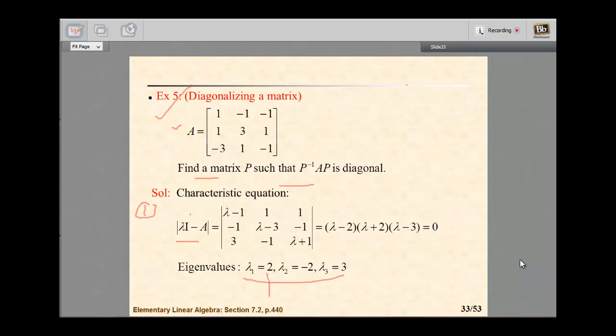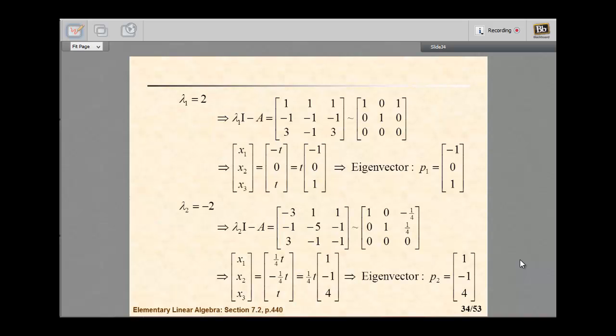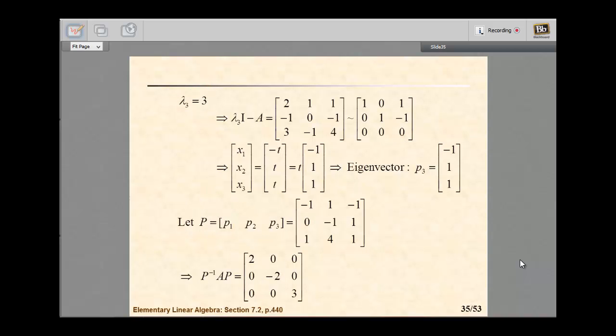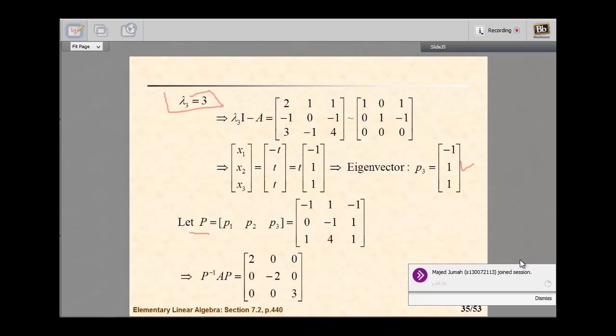Similarly, find the eigenvectors corresponding to lambda equal to 2, lambda equal to -2, and lambda equal to 3. So there are 3 eigenvectors. Corresponding to lambda equal to 2, the eigenvector is P equal to (-1, 0, 1). Corresponding to lambda equal to -2, the eigenvector is (1, -1, 4). And corresponding to lambda equal to 3, the eigenvector is (-1, 1, 1). Adding all these eigenvectors, we write P1, P2, P3 in one bracket: columns (-1, 0, 1), (1, -1, 4), and (-1, 1, 1).